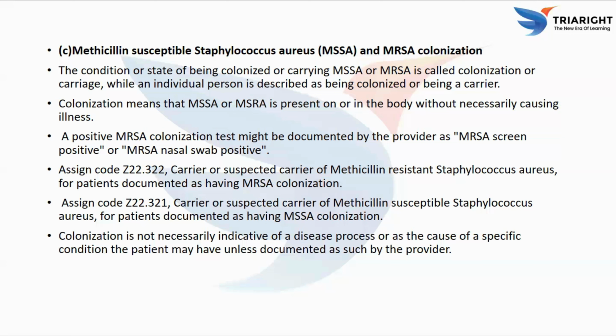So how do you code for colonization? What are the ICD-10-CM codes for MRSA colonization? If a patient has MRSA colonization, you have to assign the code Z22.322. What does this code mean? Carrier or suspected carrier of methicillin-resistant Staphylococcus aureus. You assign this code when the provider documents colonization or carrier state. You should not assign it automatically for infections. Those have different codes. So colonization is not the same as infection.